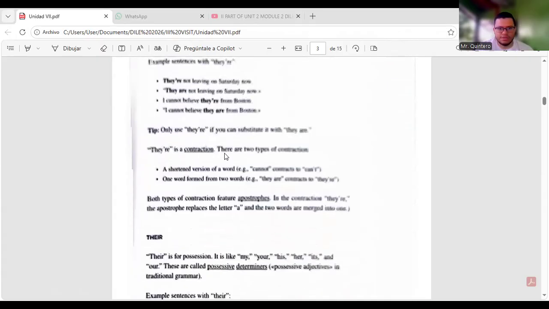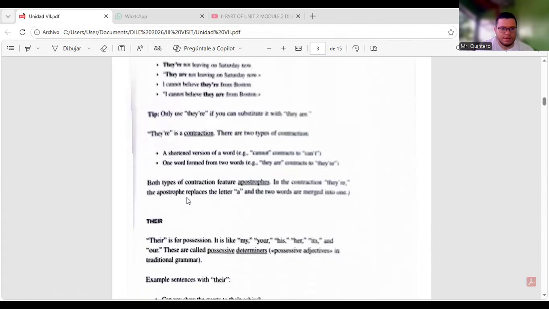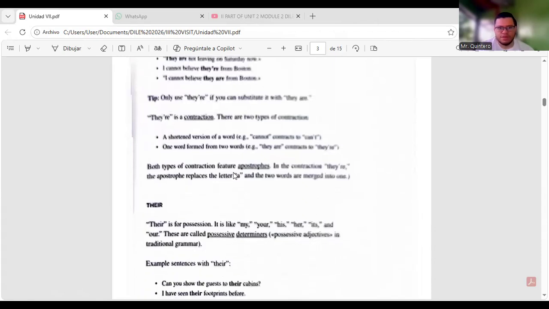There are two types of contraction. A shortened version of a word, for example, cannot, contraction, so can't. And one word formed from two words, for example, they are, contraction they're. Both types of contraction feature apostrophes. In the contraction they're, the apostrophe replaces the letter A and the two words are merged into one.